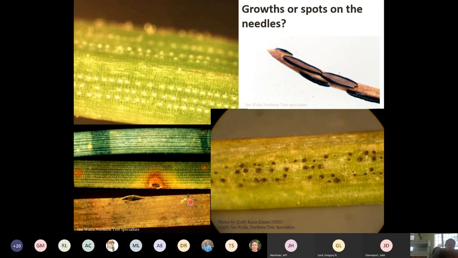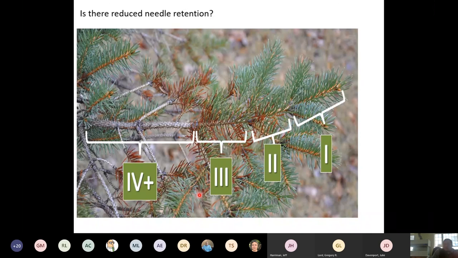And then I also look at reduced needle retention, but also growth. I'll talk about growth a little bit later. But here's the following year's growth in the bud. In spring, the buds are going to break and there's going to be a flush of new growth. But this is current year's growth. This is last year's growth. You can tell by where the terminal bud scars are. Here's growth from 3 years ago, and here's growth from 4 years ago and 5 years ago.